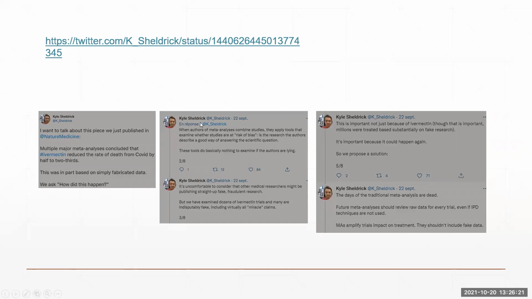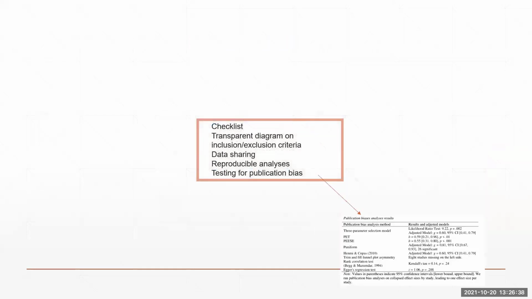When authors of meta-analyses combine studies, they apply tools that examine whether studies are at risk of bias. Is the research the authors describe a good way of answering the scientific question? These tools do basically nothing to examine if the authors are lying." And this is correct. In publication bias analysis, they analyze the asymmetry of the curve. Like if we have too many studies on one side to the other side of the curve, they do multiple analyses, but they assume that the data are correct. So they can't see if the data are faked.